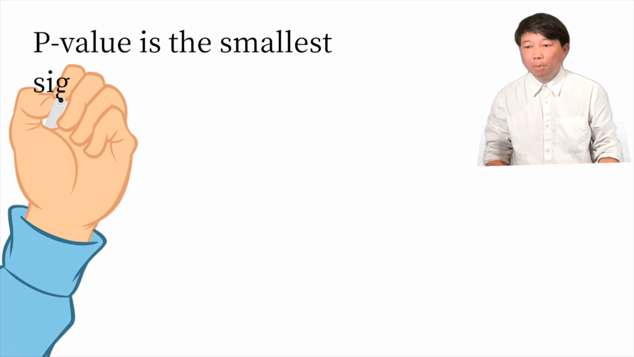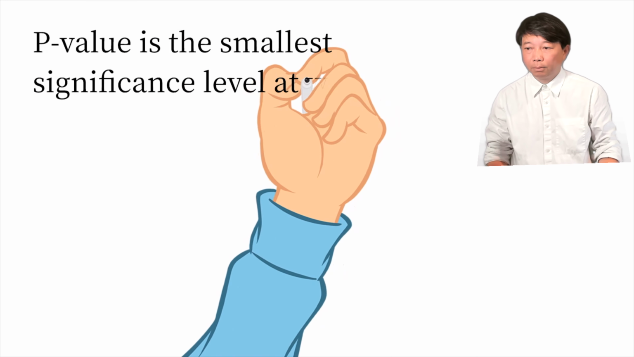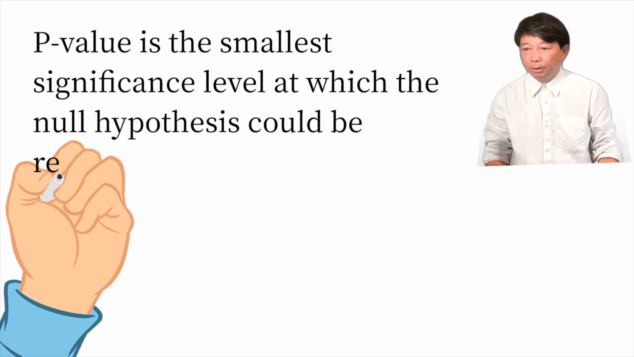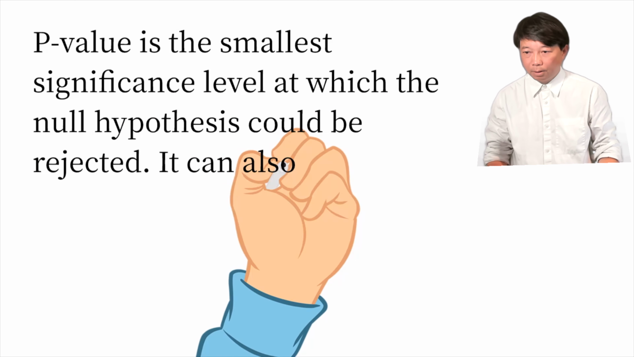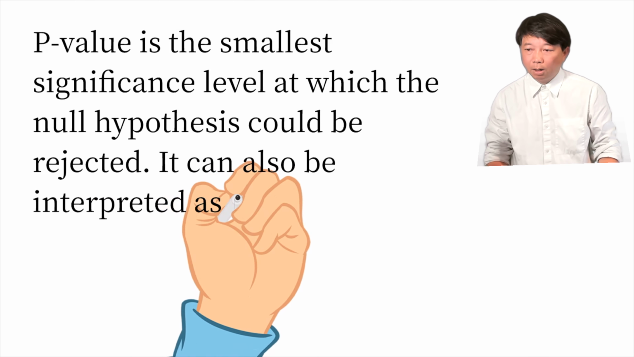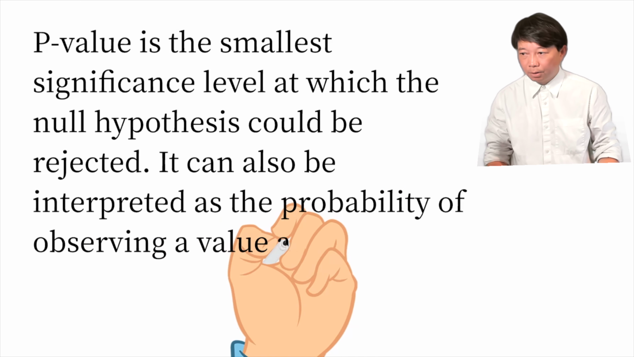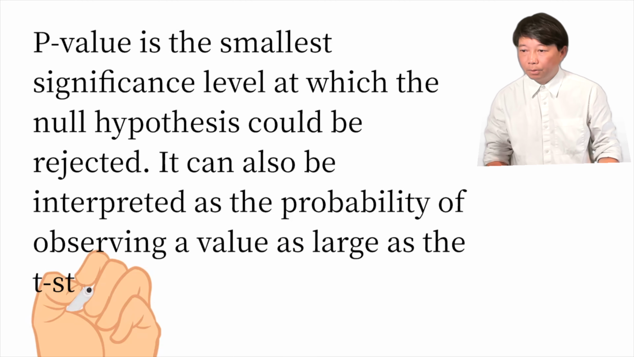P-value is the smallest significance level at which the null hypothesis could be rejected. It can also be interpreted as the probability of observing a value as large as the t-statistic if the null hypothesis is true.